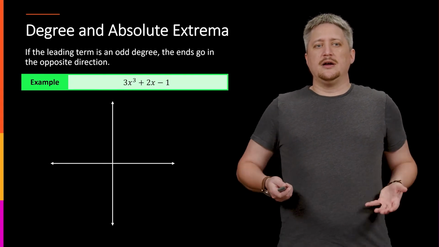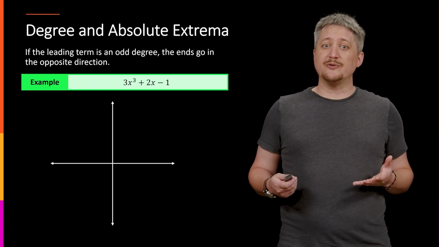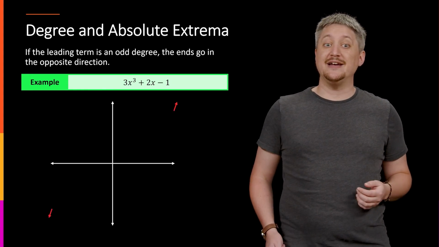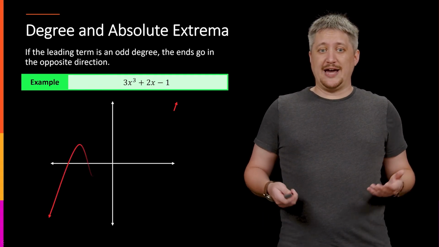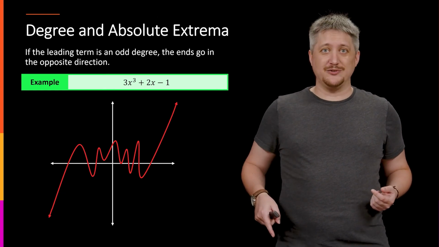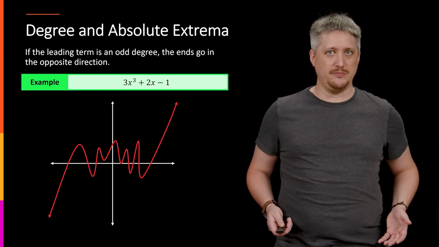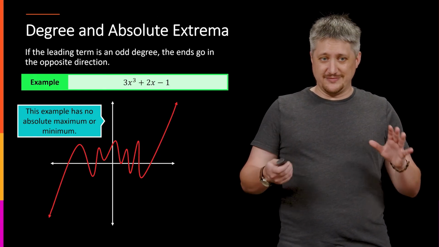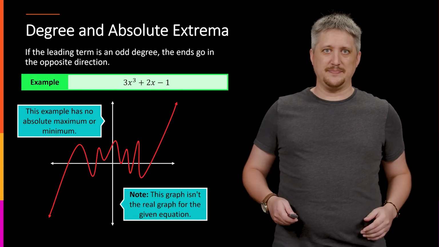All right. What if we have an odd degree? Well, as we saw before, the whole thing with an odd degree is that if I go in the negative direction, it's still negative. If I go positive, it's still positive, meaning that the ends go in different directions, right? So whatever happens in the middle, I don't know what that is, but eventually it goes infinitely far up and eventually it goes infinitely far down, which means it can't have any absolute extrema. It can't have an absolute max, can't have an absolute min, right? So again, because they go in different directions, you don't have any absolute extrema. And to be clear, again, still not the real graph, still the point, okay?